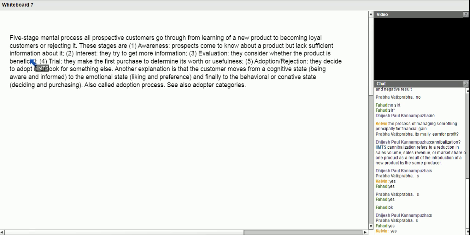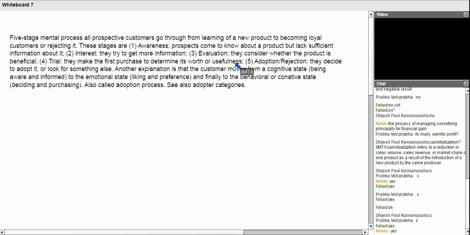Suppose I have made up my mind that okay, Prabha designed good clothes, I will test her clothes. Then the trial phase comes. They make the first purchase to find its worth or usefulness. So they will buy a small portion of it and then check whether it's useful or not. And the last stage is adoption or rejection.